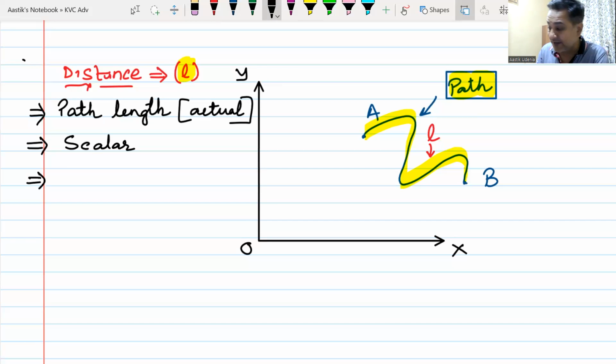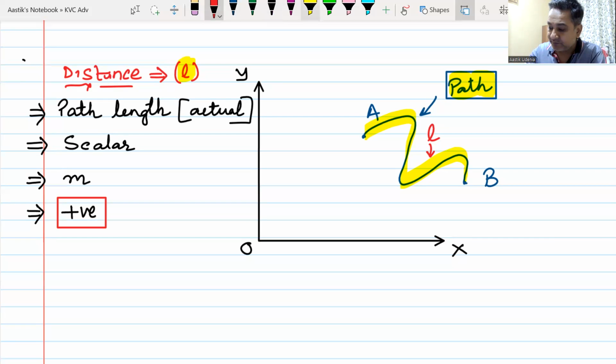Okay, not a problem. What is the SI unit? Meter. The SI unit is meter. The dimension is capital L. Yes, sir, it is a scalar. Remember, it's the length of a path. If I talk about the length of this pen and say it is 10 centimeters, whether I measure it like this or like this, it is always positive. It cannot be negative, and therefore distance is always positive.